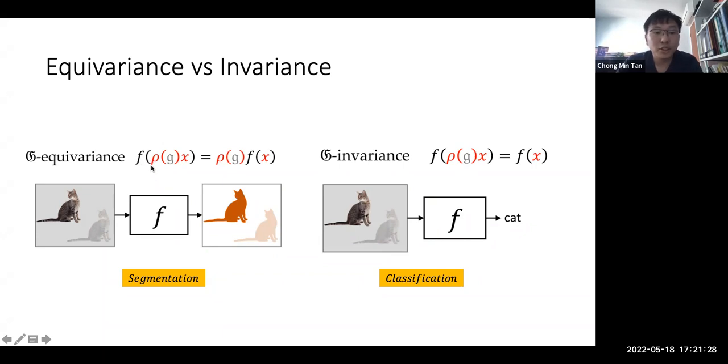So for example, I have a function, and I apply a transformation group here to my x. This transformation can be like a translation, like over here.